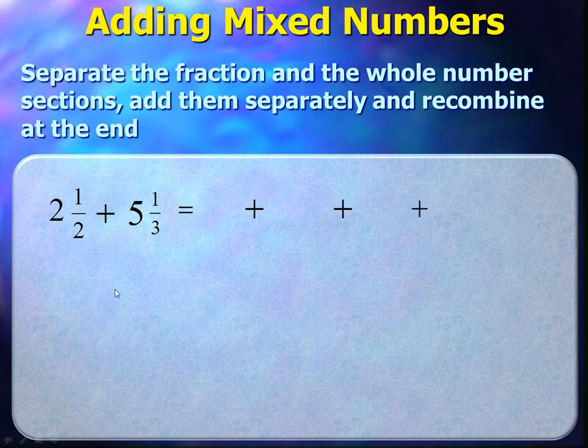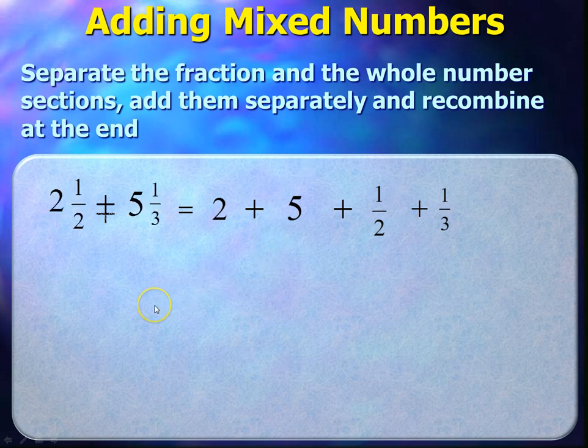When we look at this, we have to first take out the whole numbers, so 2 plus 5. Now we need to add the fractions 1/2 and 1/3. So all of this added together will equal our answer of what is 2½ plus 5 1/3. So 2 plus 5 equals 7. And we've already done the 1/2 plus 1/3 in a previous slide.